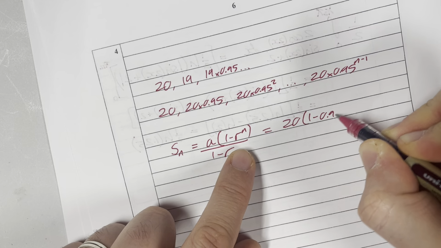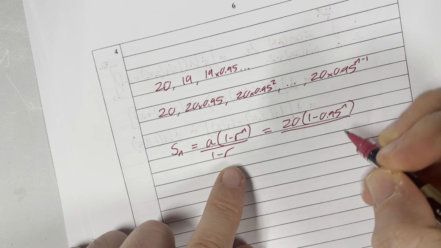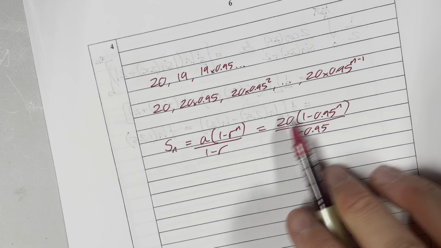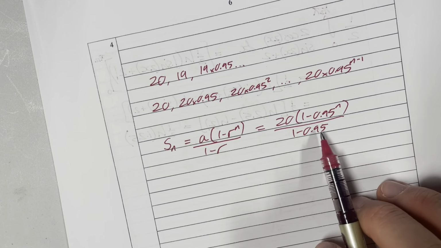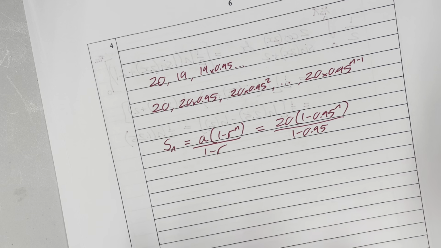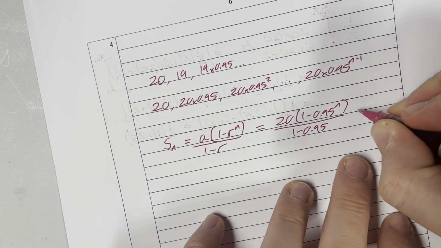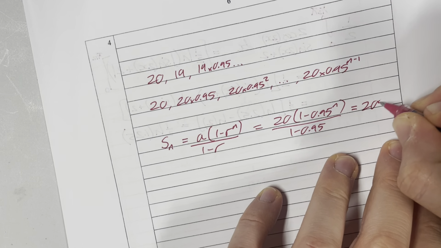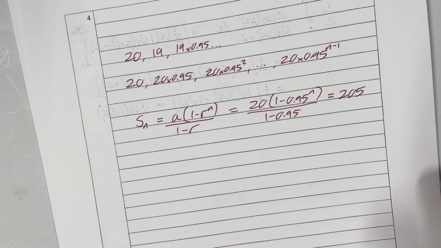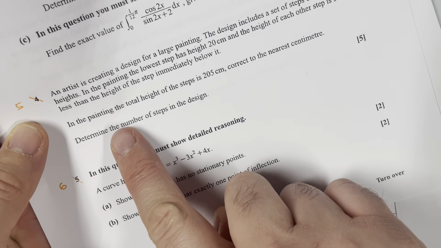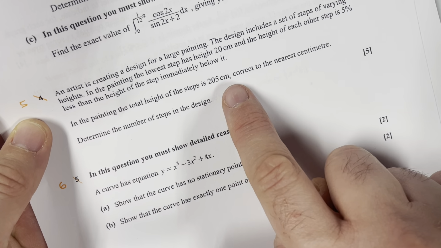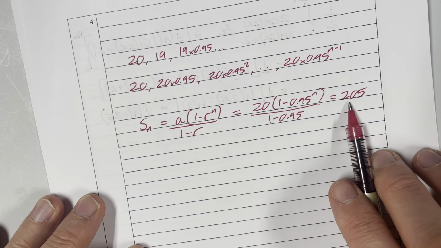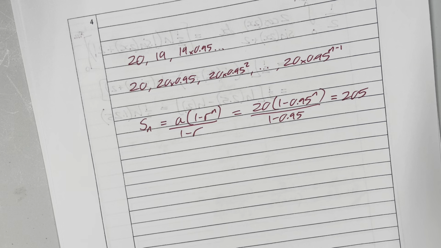R is 0.95, N is the unknown at this stage, divided by 1 minus 0.95. So that is the sum of the first n terms, which essentially then is the height of all the steps in the painting. And we are told it equals 205 to the nearest centimetre. So in the painting, the total height of the steps is 205 to the nearest centimetre. So we can set the height of the steps equal to 205 to the nearest centimetre.